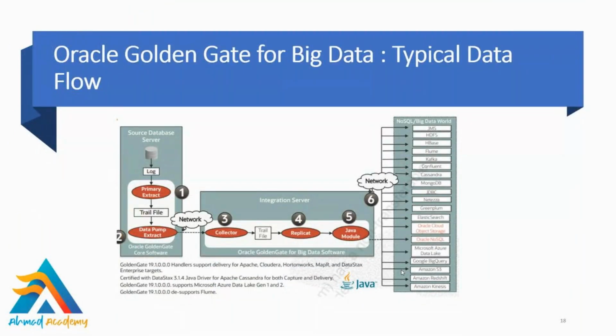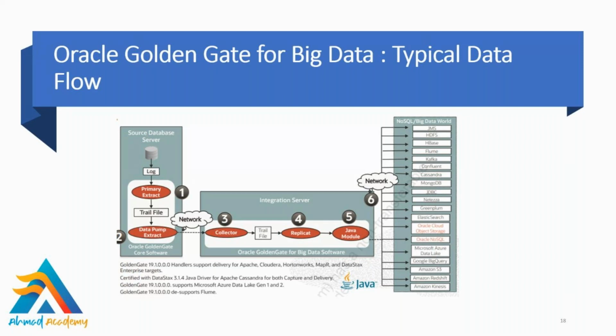And this is the diagram related to Oracle GoldenGate for Big Data. Here you can see that the Oracle GoldenGate software extract process captures data from the source database log file. Second, the data pump extract transfers the trail file that is stored locally on the database server over the network to the integration server.